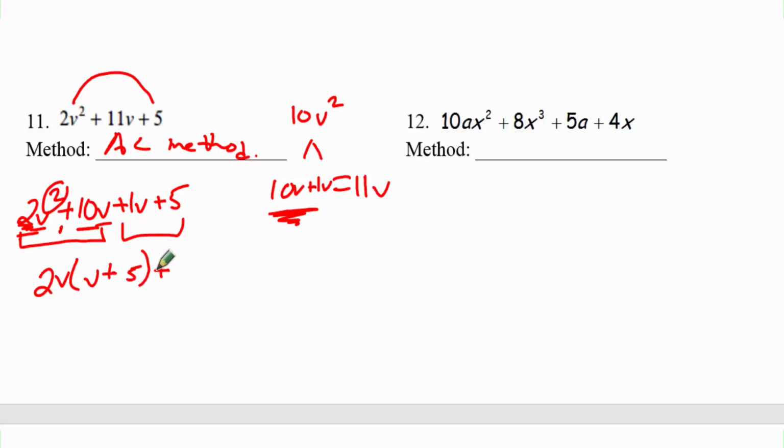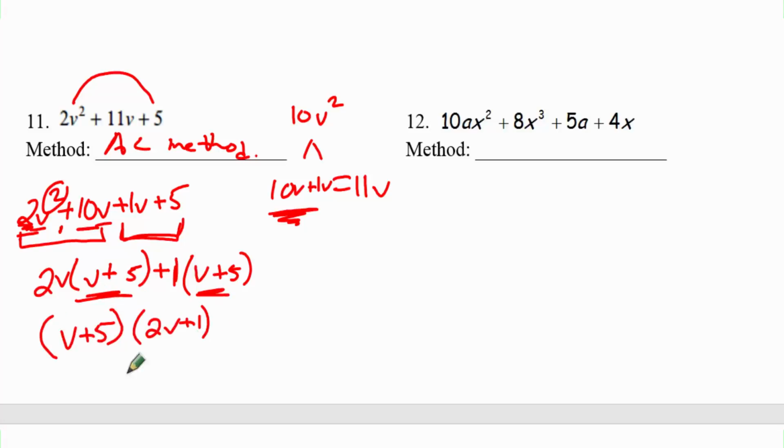And then in the other one, there's no number that goes into 1v plus 5. So if there isn't, you take out a 1, and it leaves us with v plus 5. So one of the factors is this common v plus 5. The other one is the 2v plus 1, because they are left over.